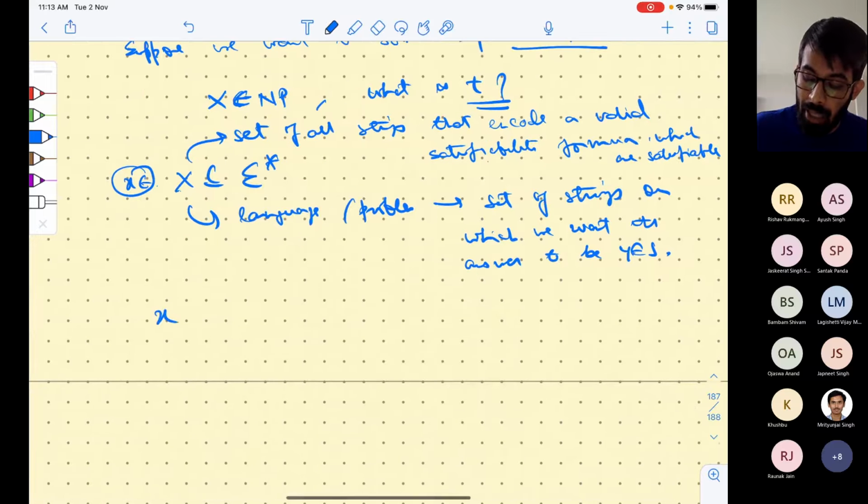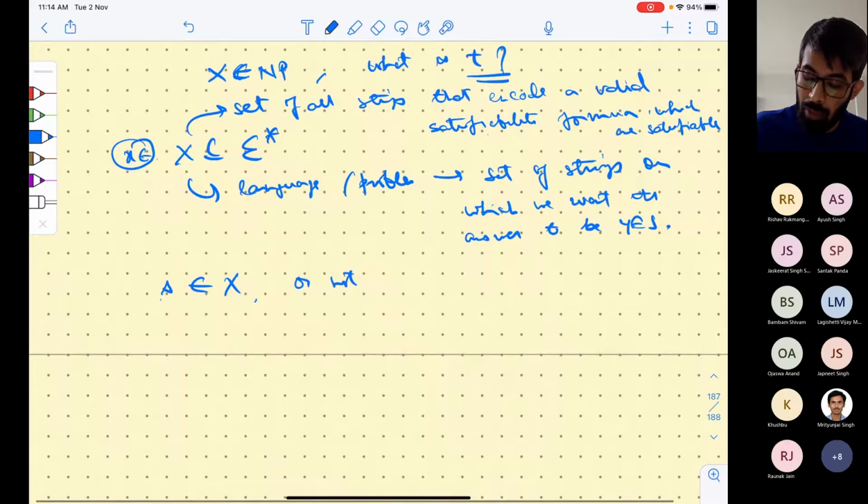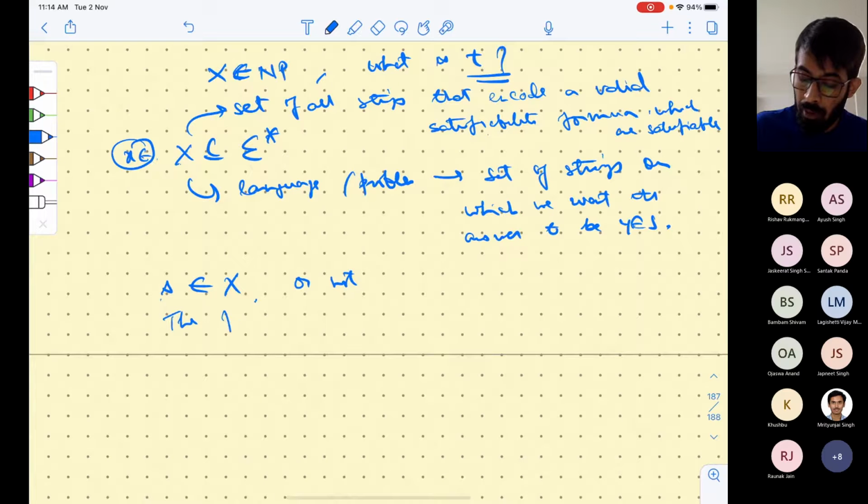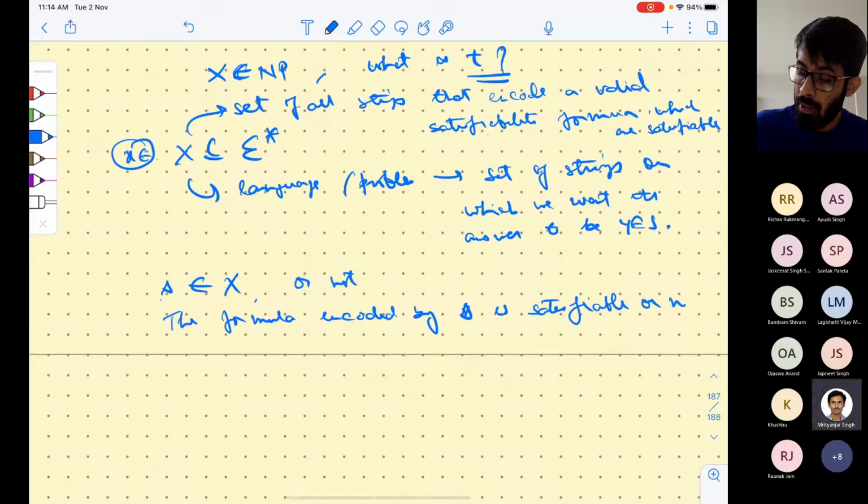And now given any string S, we want to check whether S belongs to X or not, which basically means that we want to check whether the formula encoded by S is satisfiable or not. Does this answer, Mrityunjay? Yes, sir. Okay, good.